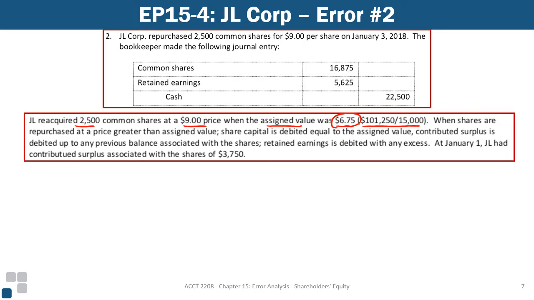Well, the company paid $9 versus $6.75. So they paid more than the average price.